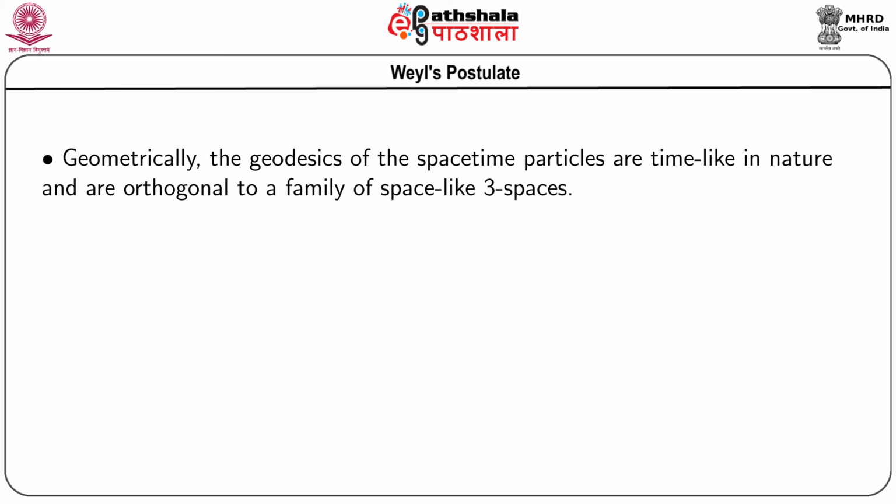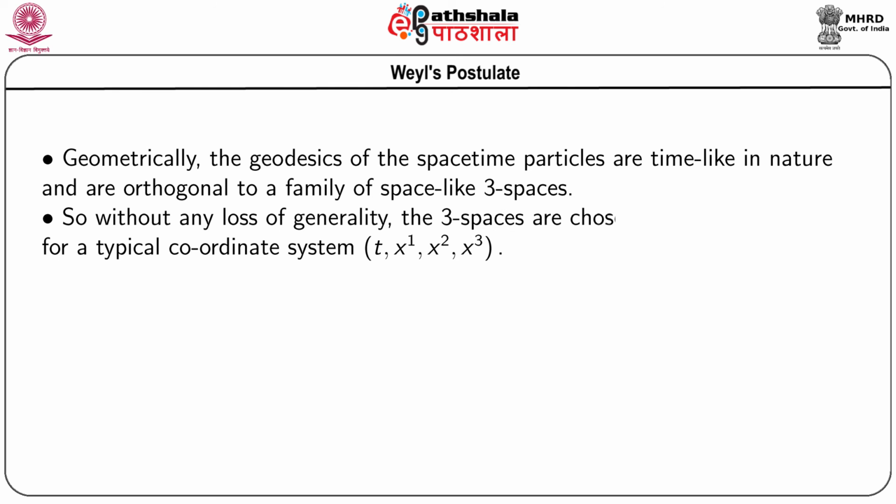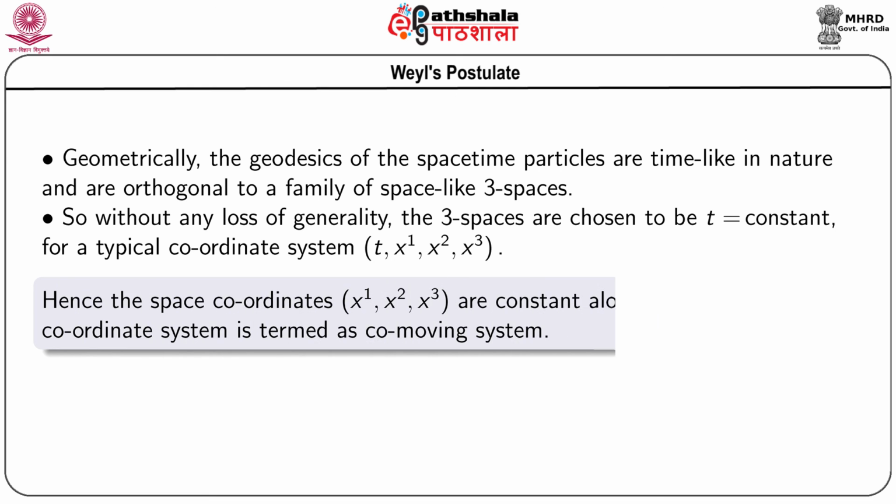Now, geometrically, the geodesics of the space time particles are time like in nature and are orthogonal to a family of space like three spaces. So, without any loss of generality, the three spaces are chosen to be t equals constant for a typical coordinate system t, x1, x2, x3. The space coordinates x1, x2, x3 are constant along the geodesics, and such a coordinate system is termed a co-moving system.